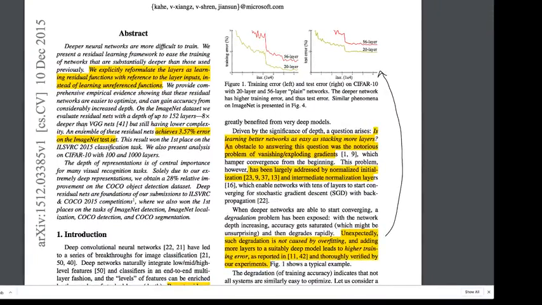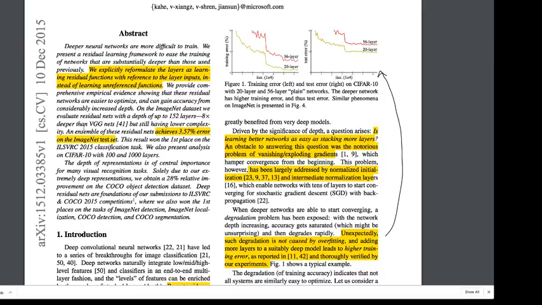Deeper neural networks are more difficult to train. We present a residual learning framework to ease the training of networks that are substantially deeper than those used previously. We explicitly reformulate the layers as learning residual functions with reference to the layer inputs, instead of learning unreferenced functions. We provide comprehensive empirical evidence showing that these residual networks are easier to optimize and can gain accuracy from considerably increased depth. On the ImageNet dataset, we evaluate residual nets with a depth of up to 152 layers, 8 times deeper than VGG nets, but still having lower complexity.